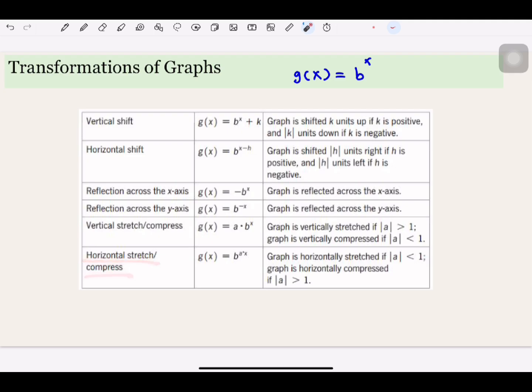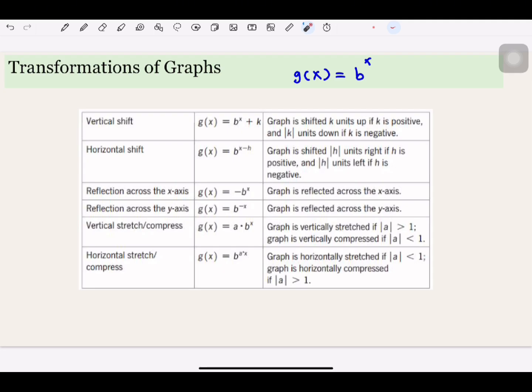Next, let's talk about horizontal stretches and compressions. Let's say your exponential function is of the form b to the power a multiplied by x. If the absolute value of a is greater than 1, the graph is compressed horizontally and it grows faster. But if a is between 0 and 1, it stretches horizontally and it grows more slowly.